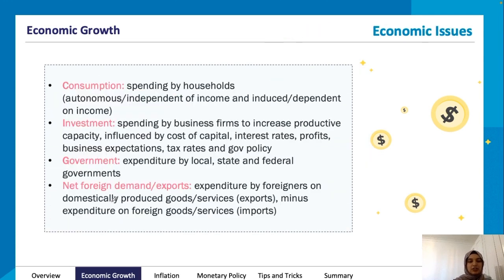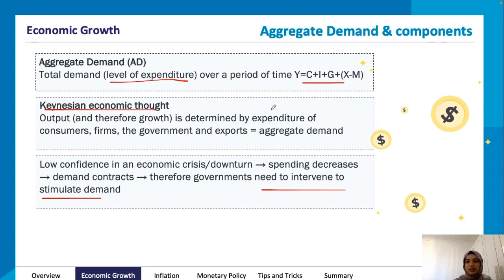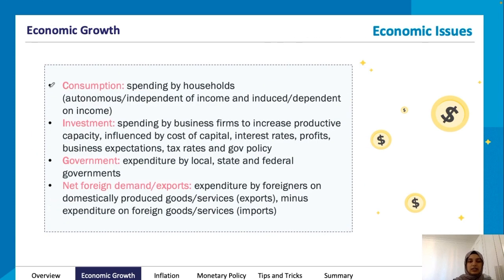So like I mentioned earlier, this is what's involved over here. C, I, G, minus the net of exports and imports. So we've got consumption, which is the C, spending by households. It can be autonomous, independent of income, or induced, dependent on income. Investment, which is spending by business firms to increase productive capacity, influenced by cost of capital, interest rates, profits, business expectations, tax rates, government policy. There are so many things that impact how much investment comes into the country.